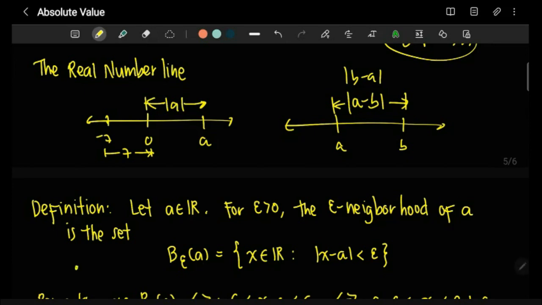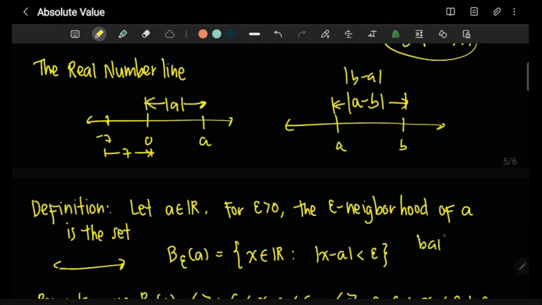You have an A, and the neighborhood is around A. So it's like a ball around A. But since we're in one dimension, we're only on the number line. But later, we will make that two-dimensional. So a ball centered at A of radius epsilon.